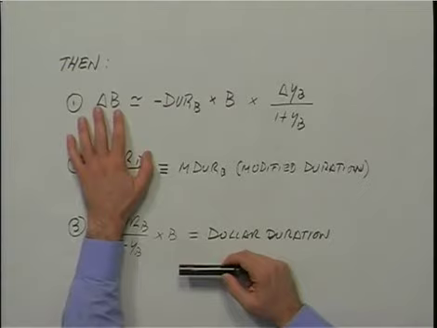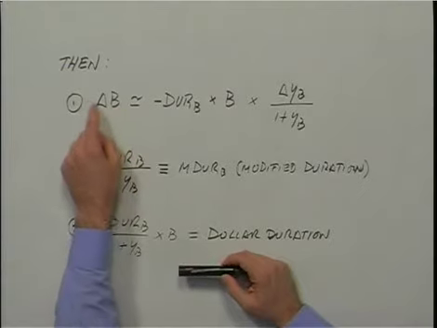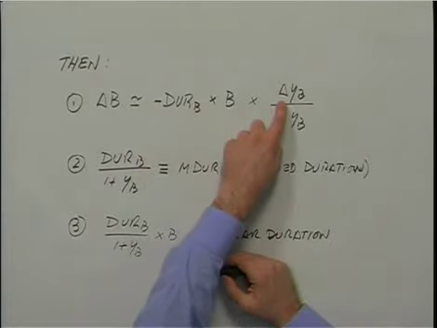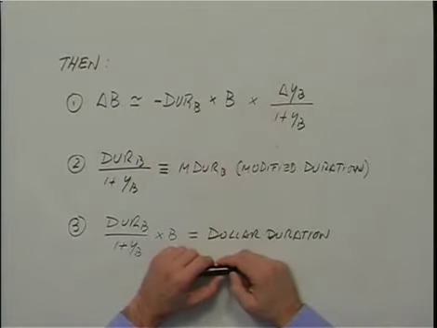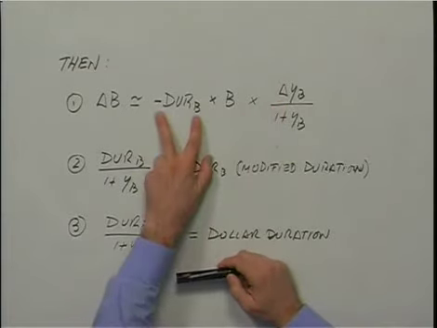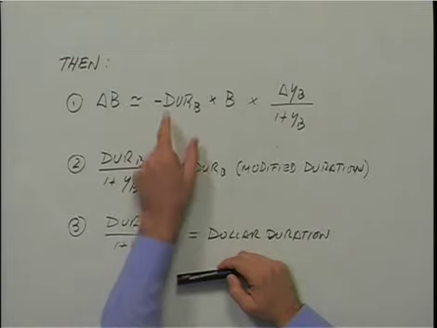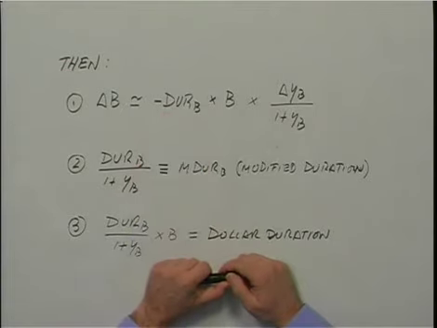So what you should get out of this is that changes in bond values are inversely related to changes in the yield to maturity of the bond. And the amount of the change is directly proportional to the absolute value of the duration of the bond.